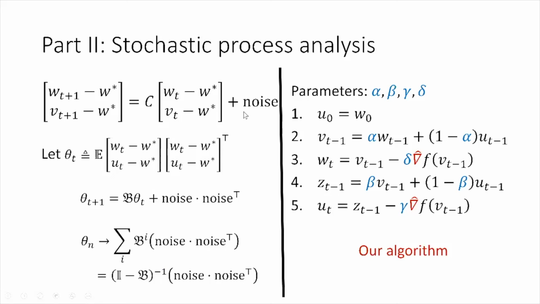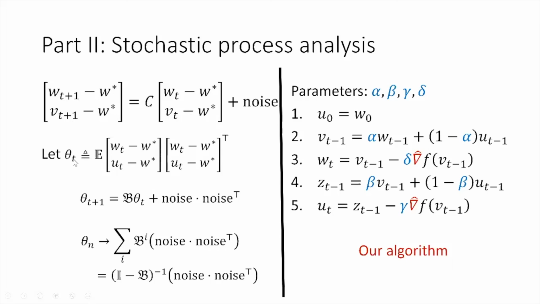Now the more challenging part was the second part, where we want to analyze the effect of noise. In this case, we assume that we are at W star, and we ask what is the effect of noise. In order to do this, we look at the following update, where we look at Wt plus 1 minus W star and Vt plus 1 minus V star. Because everything is linear here, we can write this as a linear process where we have a matrix C multiplying Wt minus W star, Vt minus V star, plus some noise.